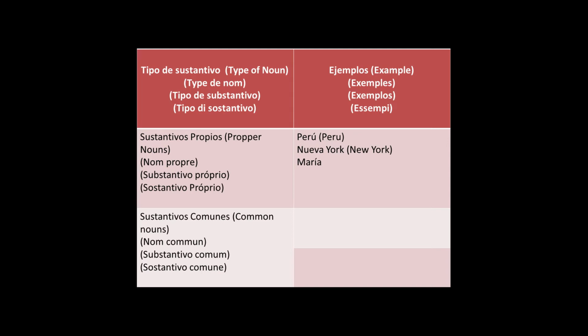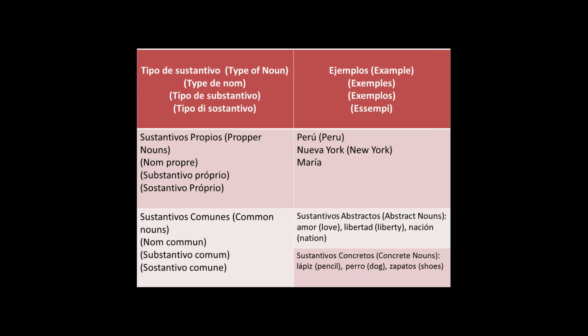This is just for general knowledge, and this doesn't imply any new rule or something, but it's always good to know. The common nouns could also subdivide into abstract and concrete nouns, sustantivos abstractos y concretos. The abstract ones are nouns that we can perceive with our senses, like amor, libertad, nación, etc. On the other hand, the concrete nouns are those which are tangible in some way or another, like lápiz, perro, zapatos, etc. Now that you know about the noun classification in Spanish, I will explain the noun morphology.